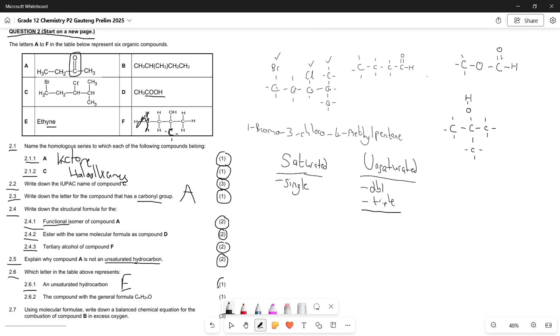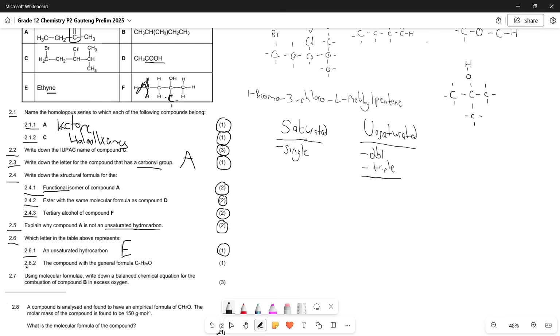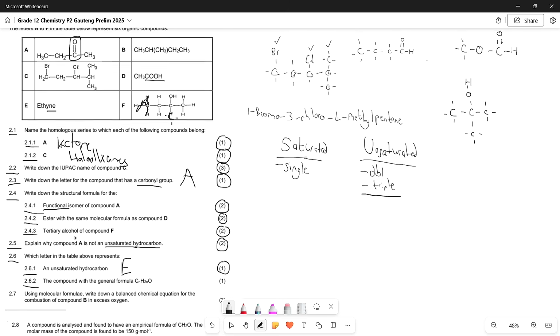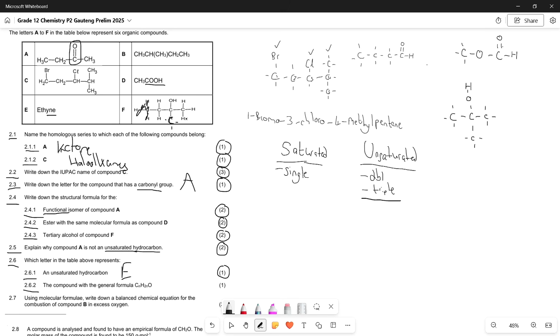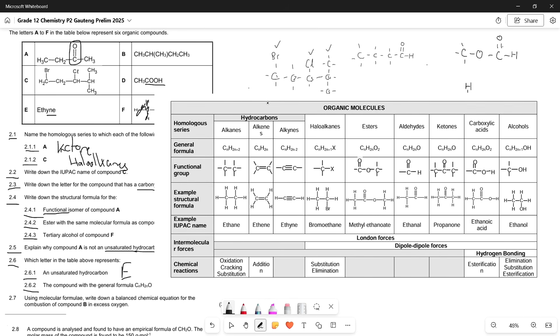And that would earn us 1 mark over there. And then 2.6.2 says the compound with the general formula CnH2nO. So if we're going to reference the sheet here, we can see the general formulas for all of these guys. If we see CnH2nO, we're dealing with either an aldehyde or a ketone over here. It isn't an alcohol because that would be an OH on the end.